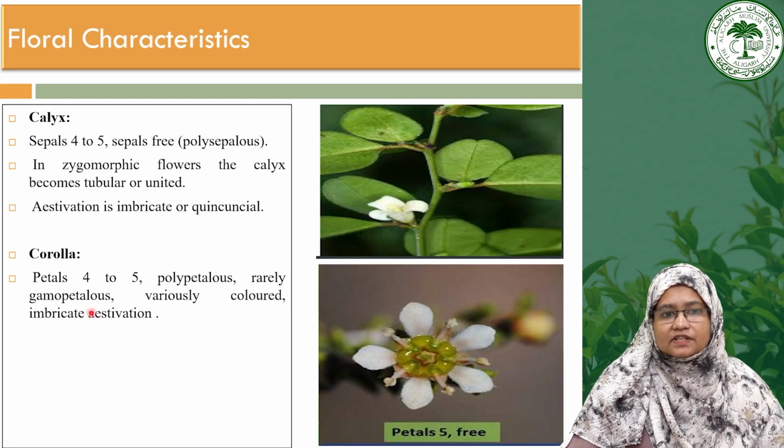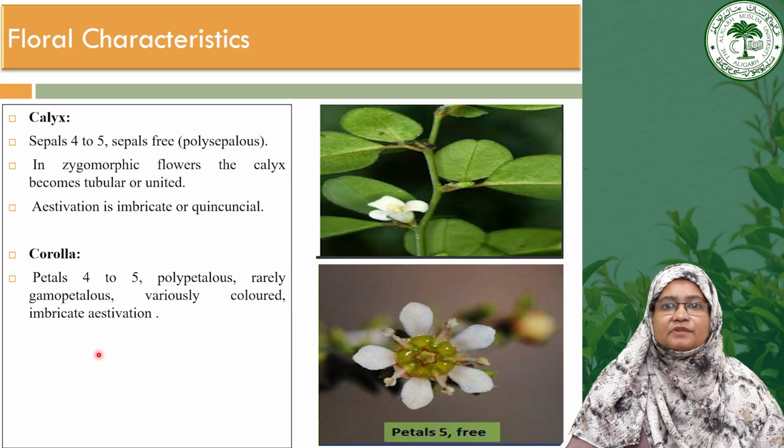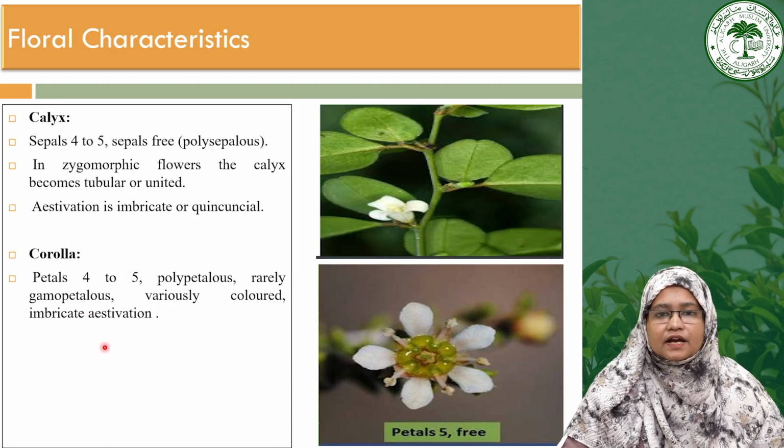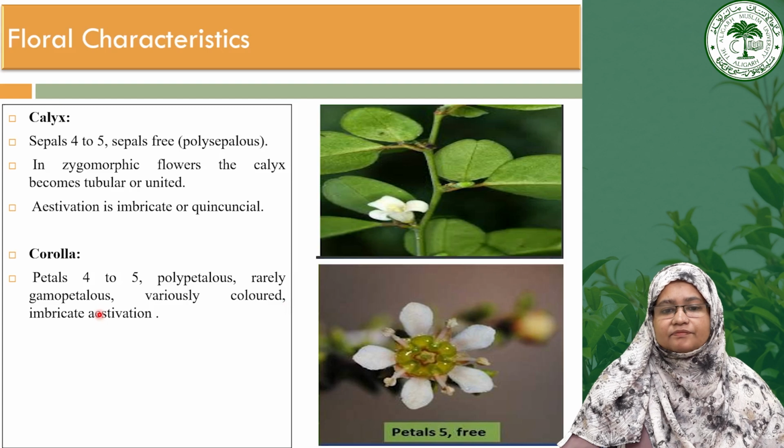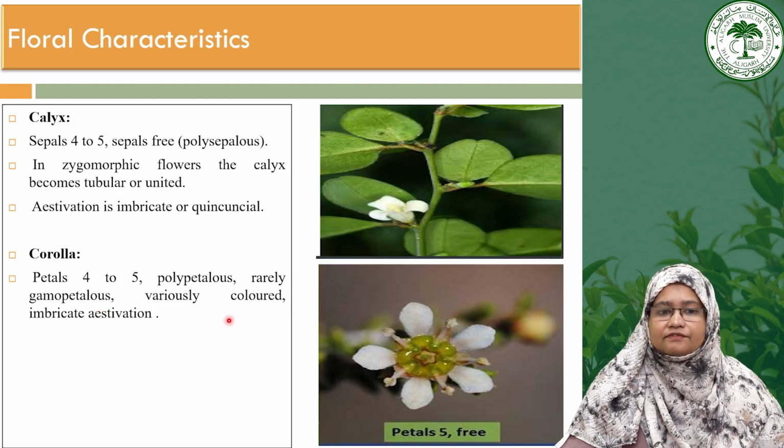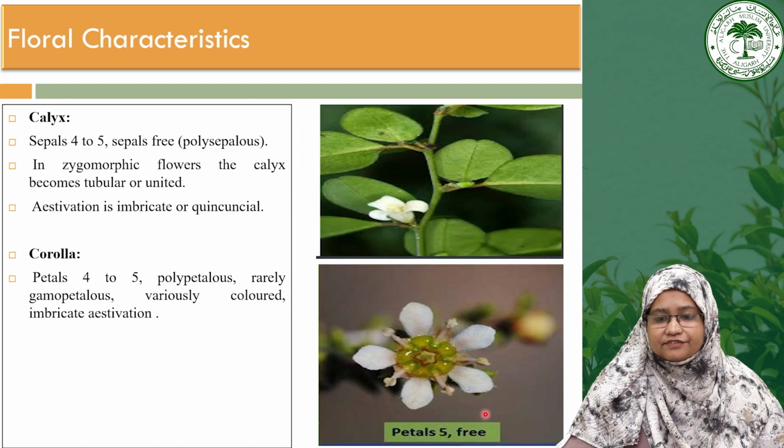Now moving towards the corolla. Corolla number is also 4 to 5. They are polypetalous but rarely gamopetalous, and they are variously colored with imbricate aestivation. As we can see here, the petals, which are white in color, are polypetalous, that means they are free.